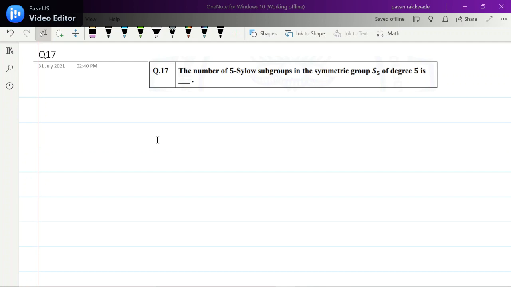Okay, so let's start with question number 17. Question number 17 is on your screen. It says: the number of 5-Sylow subgroups in the symmetric group S5 of degree 5 is... So basically what we have to find is the number of 5-Sylow subgroups in the symmetric group S5.